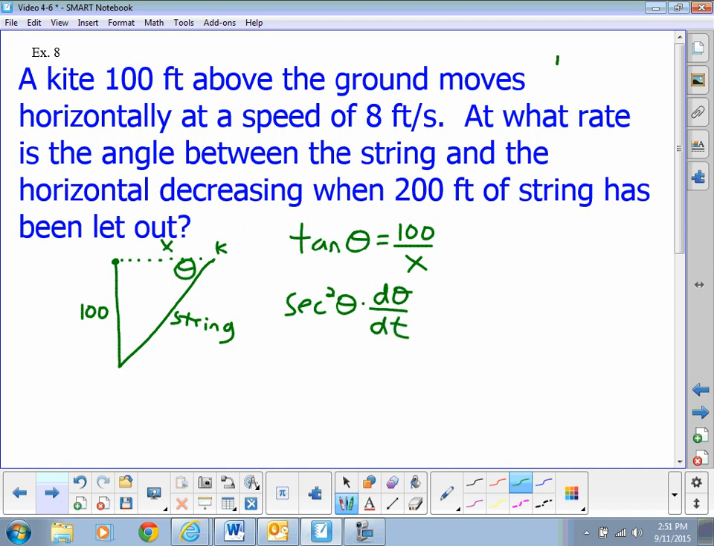Off to the side, let's write this as 100x to the negative 1. So for our derivative, we'll have minus 100x to the negative 2, which is really minus 100 over x squared. And then we've got to do our dx dt. So that just makes it a little easier for doing the derivative rather than doing quotient rule. So we'll have it minus 100 over x squared dx dt.